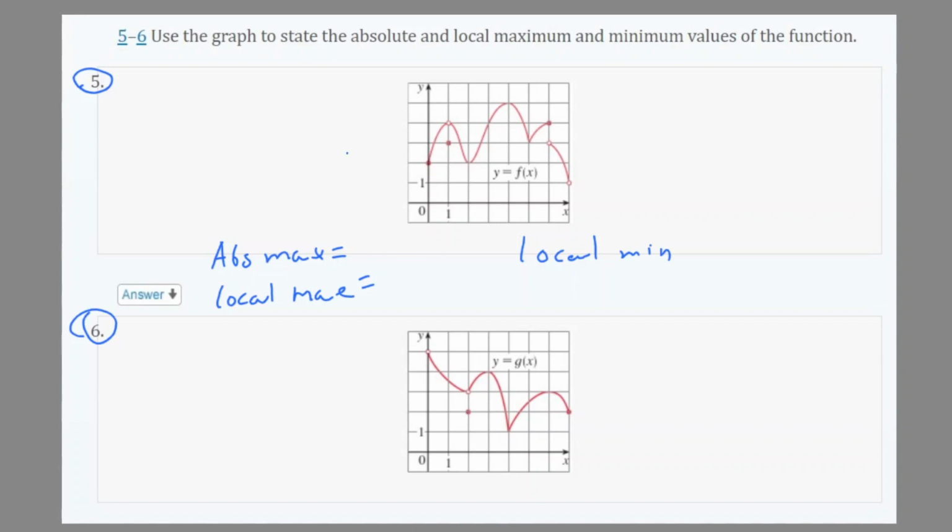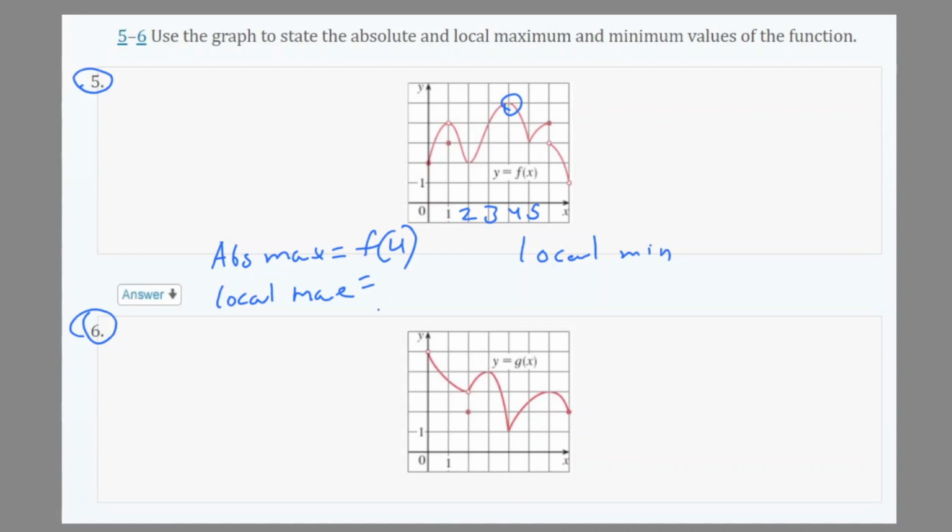Alright, so let's take a look at number 5, the graph. So first let's take a look at the absolute maxes. So we see there's a maximum here, which is going to be at 4. So it's going to be f of 4. So f of 4 is going to be our first and only absolute maximum.